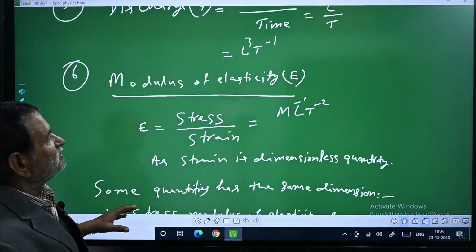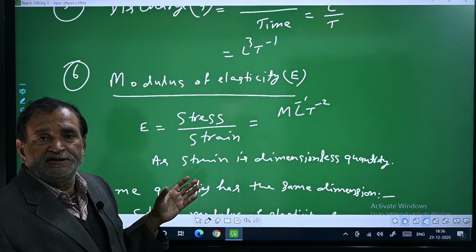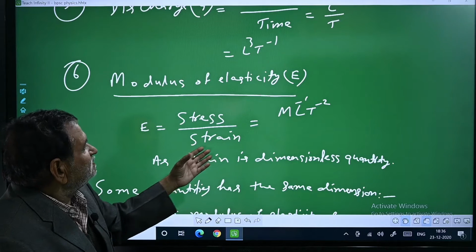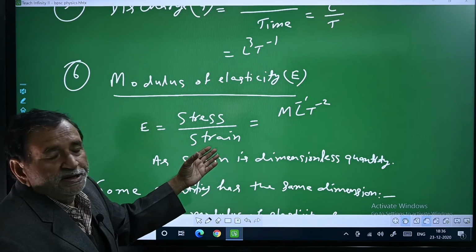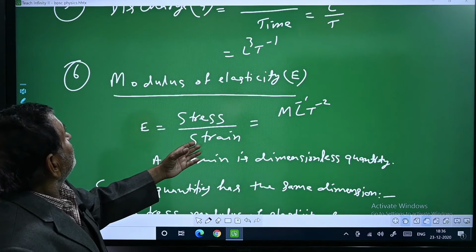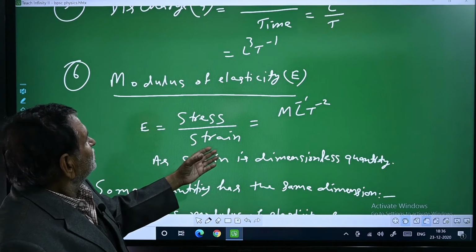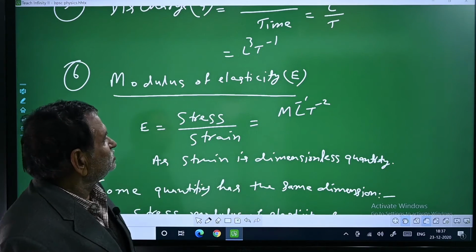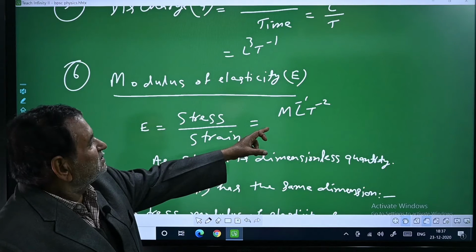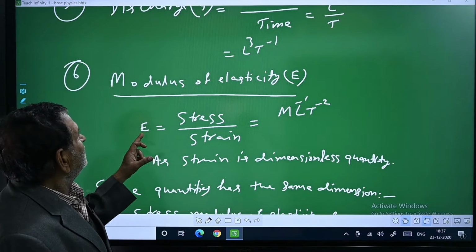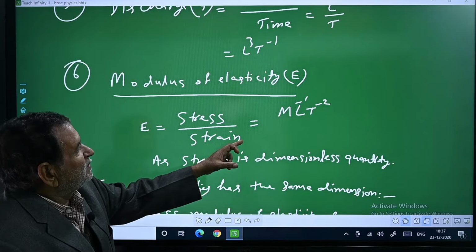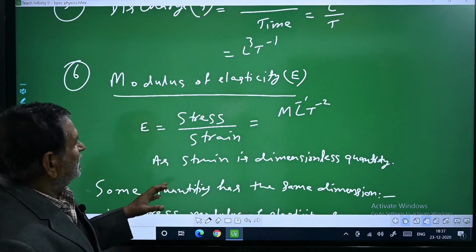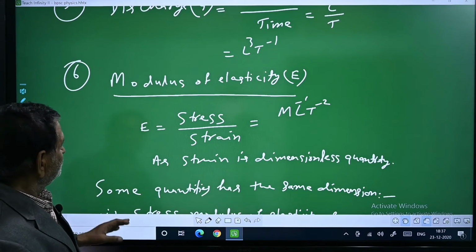Now the next one is modulus of elasticity. As we know, the modulus of elasticity is the ratio of stress to strain, and strain has no dimension, so the modulus of elasticity has the same dimension as stress, M L^-1 T^-2, as strain is a dimensionless quantity.